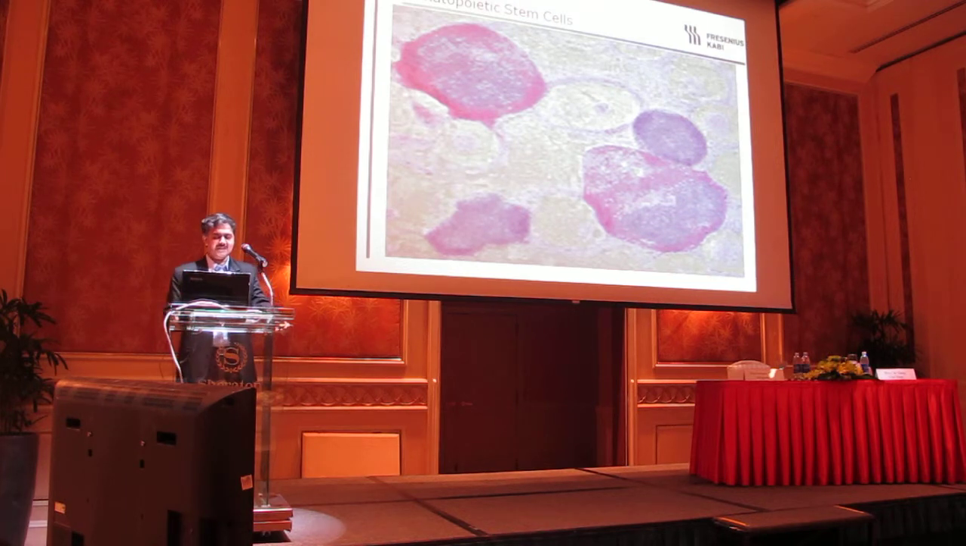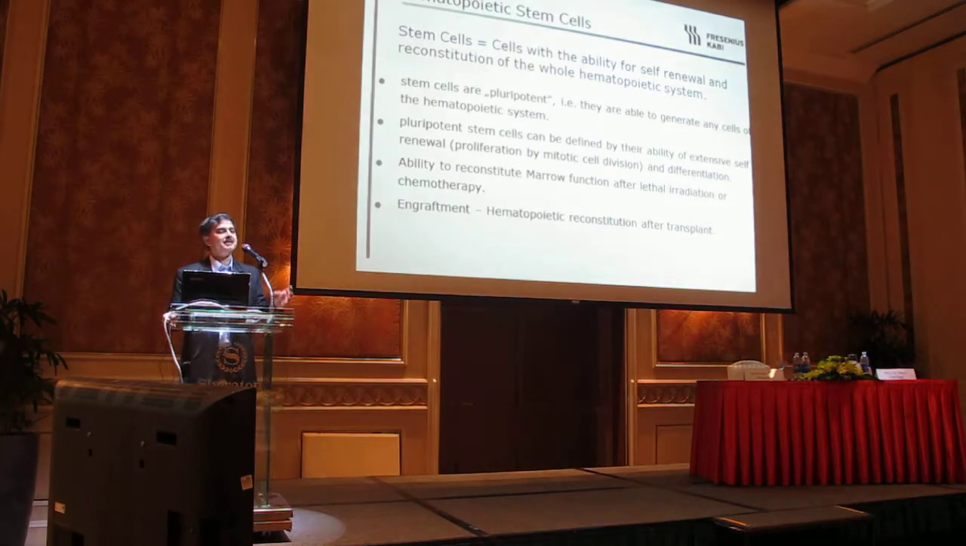Stem cells are basically cells which have an ability for self-renewal and reconstitution of the whole hematopoietic system. Stem cells are pluripotent. They are able to generate any cells of the hematopoietic system. They can be defined by the ability of extensive self-renewal and differentiation. They have the ability to reconstitute the marrow function after any irradiation or chemotherapy, and they lead to engraftment with reconstitution that is happening after transplant.